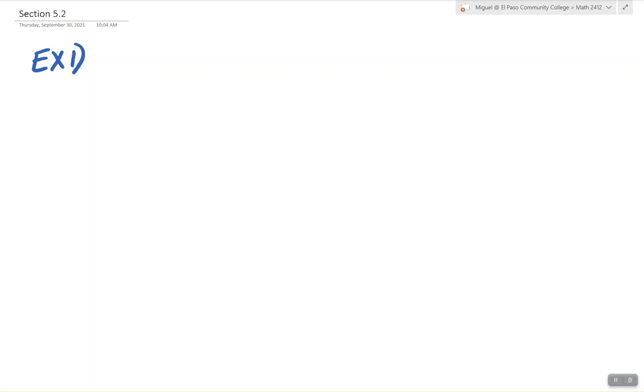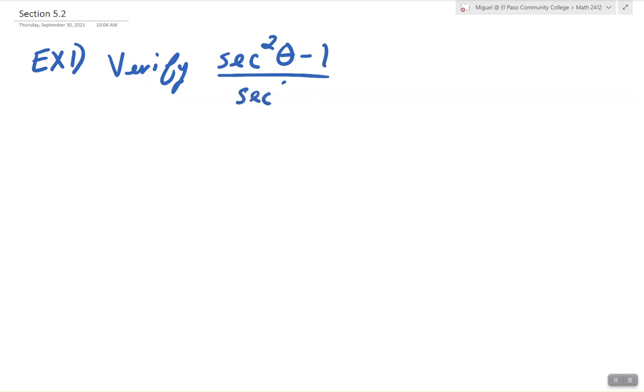Here we're going to verify secant of theta squared minus 1 over secant squared of theta is equal to sine of theta squared.